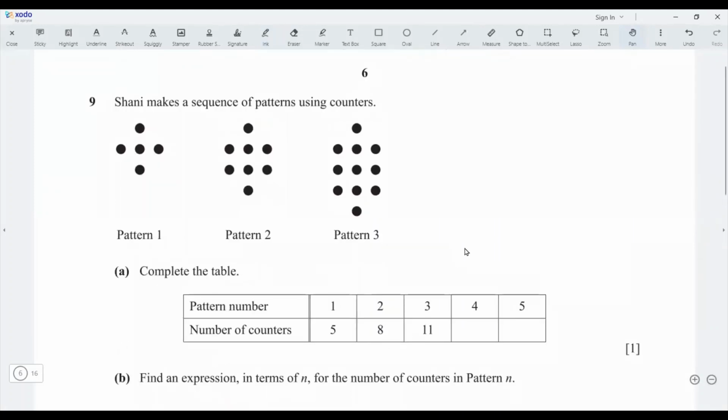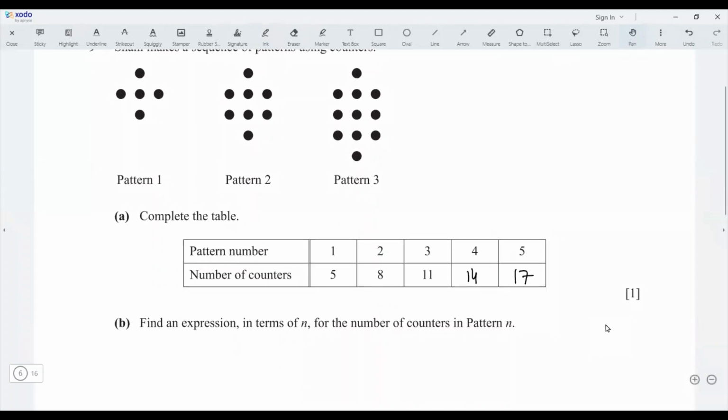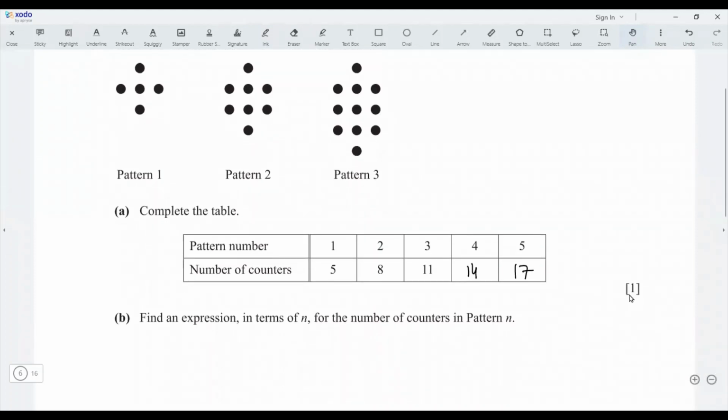In question number 9, it's basically a sequences question. A pattern is given, meaning pattern 1, 2, and 3, with the number of counters. We can say it's an arithmetic progression. We can see clearly there is a difference of 3 between 5 and 8, and similarly between 8 and 11 the difference is 3. So pattern number 4 must have 14 counters, because 11 plus 3 is 14, and we have to add 3 to this. It results in 17 for pattern number 4. So this is of 1 mark. If you've done it correctly, you will get 1 mark.